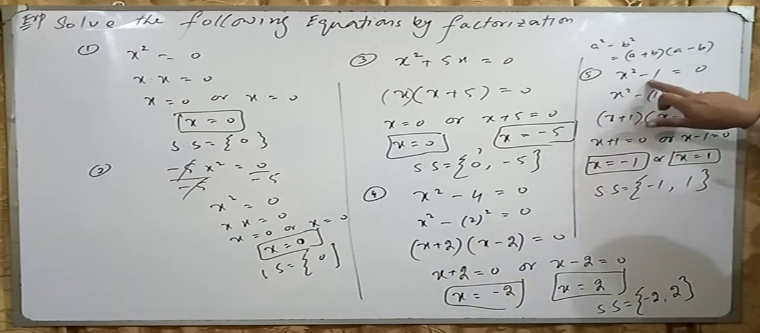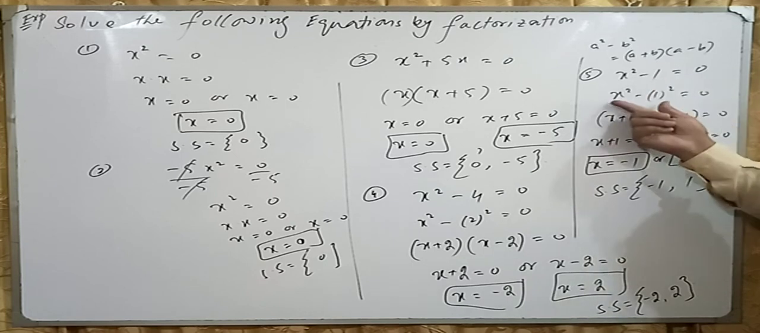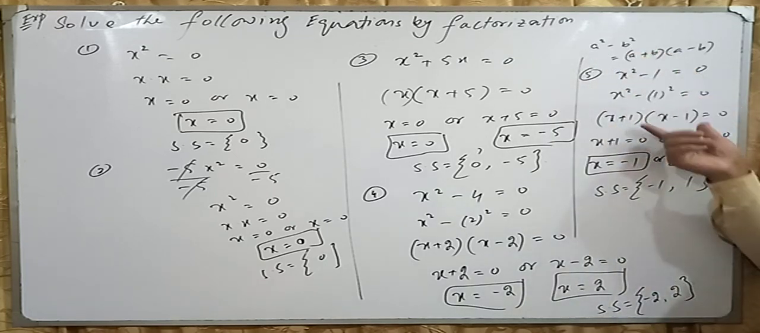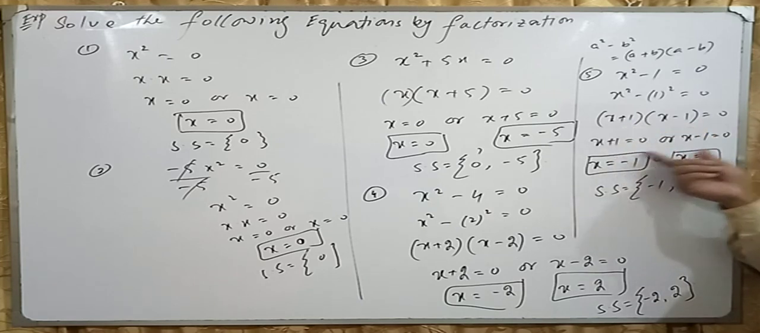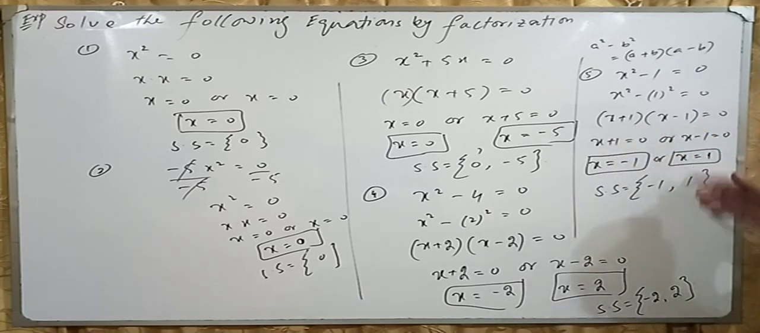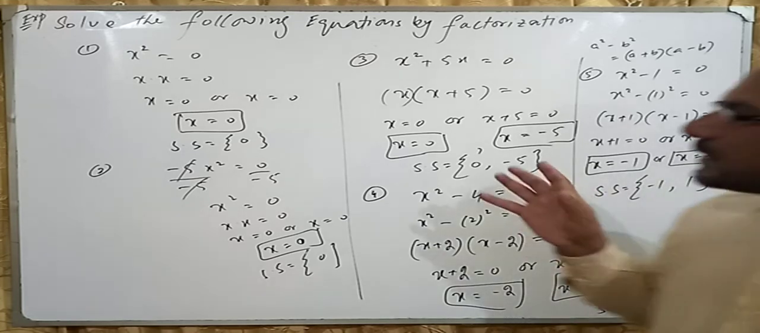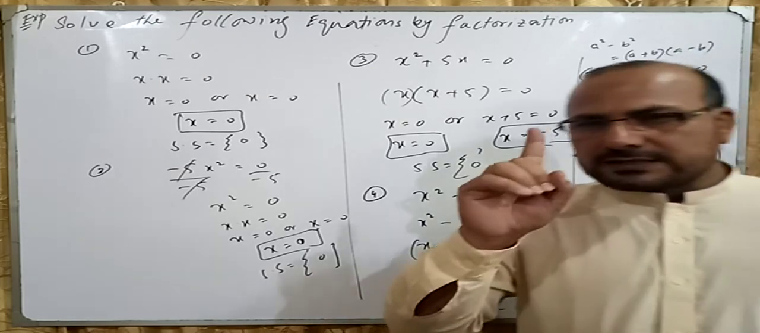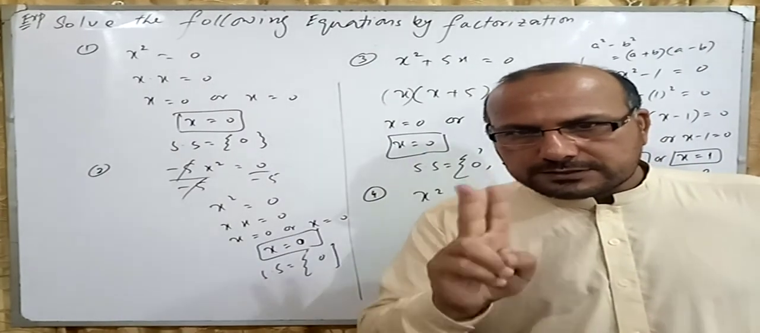Again, we can apply 1 square equal to 1. So again we have the same condition of this formula. So in this way you can write the factors and then take the factors separately equal to 0, so you will get two values of the equation. So in this way you can find the solution set of the quadratic equation in case of single term and in case of double term.